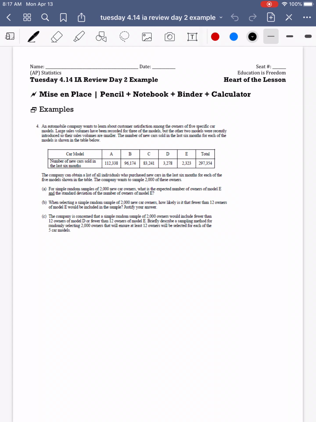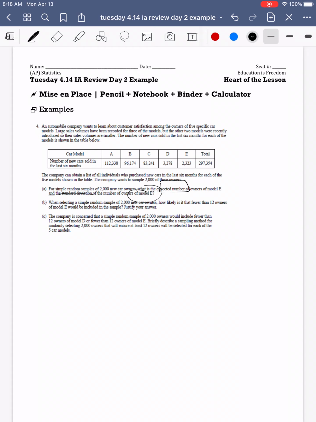Okay, so there's a lot going on here. I have this table and they're asking me for the expected number and the standard deviation for just Model E. So the only thing I'm focused on here is Model E, and I need to figure out how I'm going to determine the expected number, so essentially our expected value, and the standard deviation. So I need to think, what type of variable am I looking at? Because I don't calculate the expected value and the standard deviation the same way for every type of random variable.